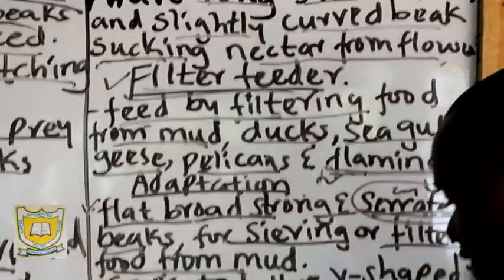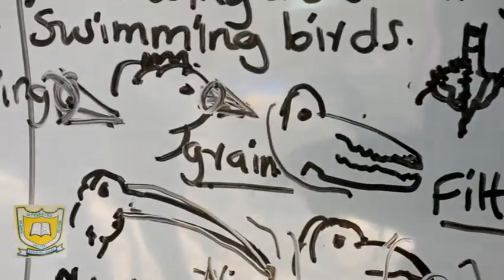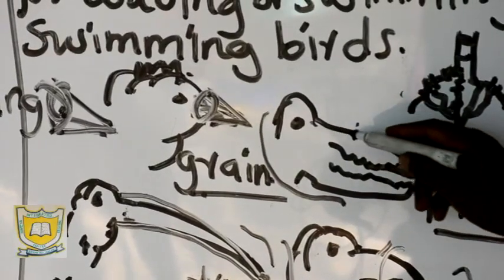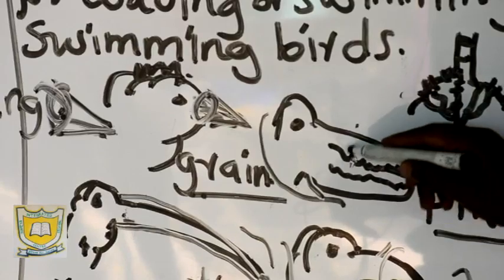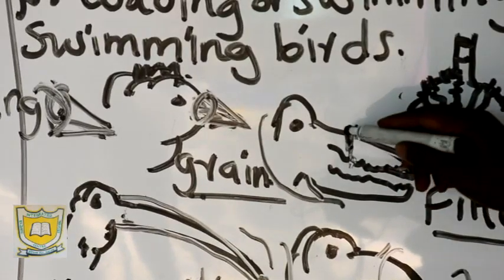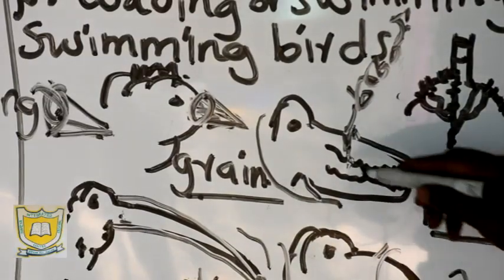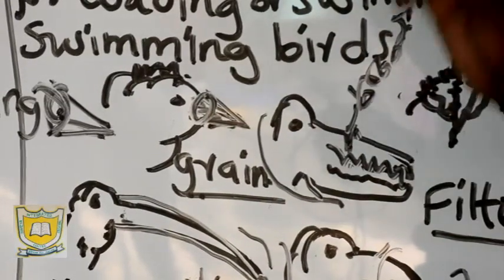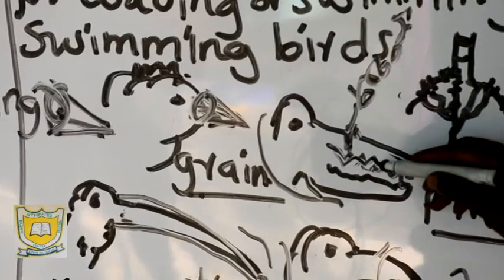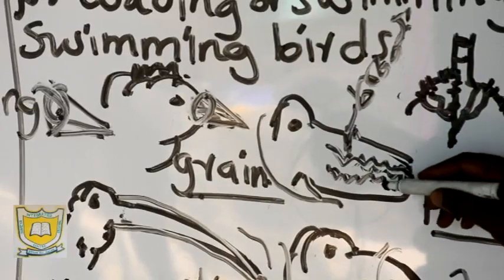I've already elaborated that. Now, when you look here, this is an example of a filter feeder. We said it has a very broad mouth. When you look at the length from here to here, we say this length is what we call broadness. This is the broadness of this beak. We say it has serrations. Serrations are saw-like structures that are found on the beak of this bird. So these are the saw-like structures, what we call the serrations.